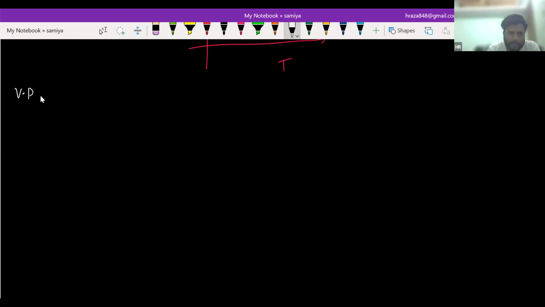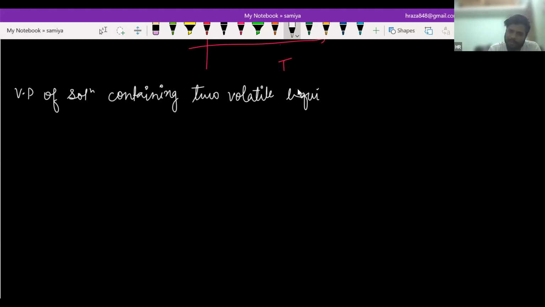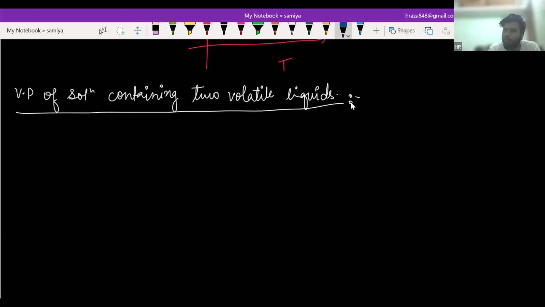Now see, another topic which is very important. Vapor pressure of solution containing two volatile liquids. That means you can easily understand both the solute and solvent are volatile. That means both will exert some vapor pressure. Now see, we have a container.